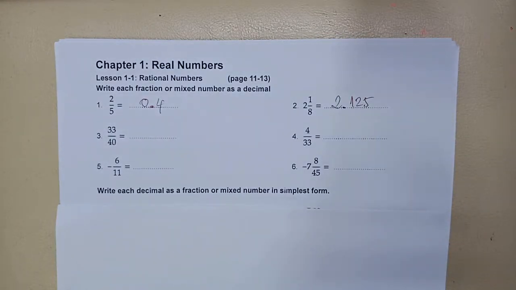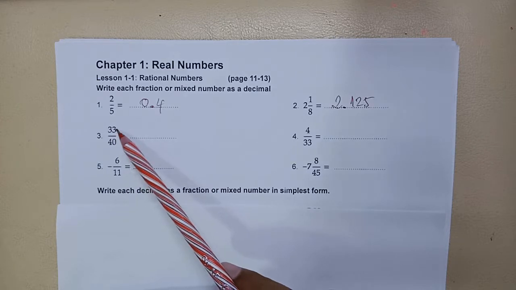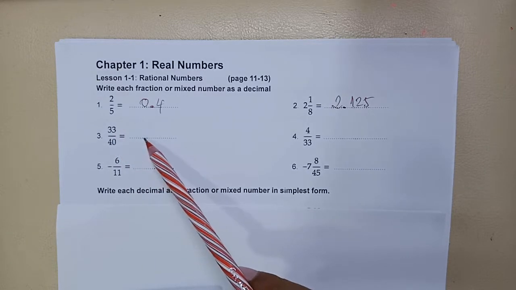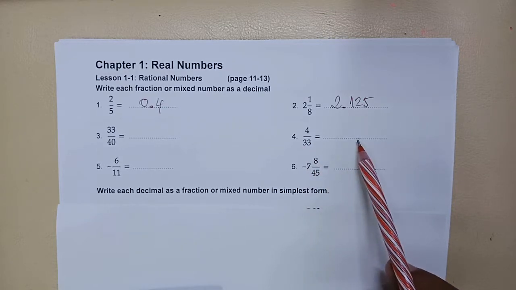Look at this one, 33 over 40. I think I'm not going to do that one for you. Just simply divide 33 by 40. You have it in decimal. The same way with this: 4 divided by 33. You will have your answer in decimal form.